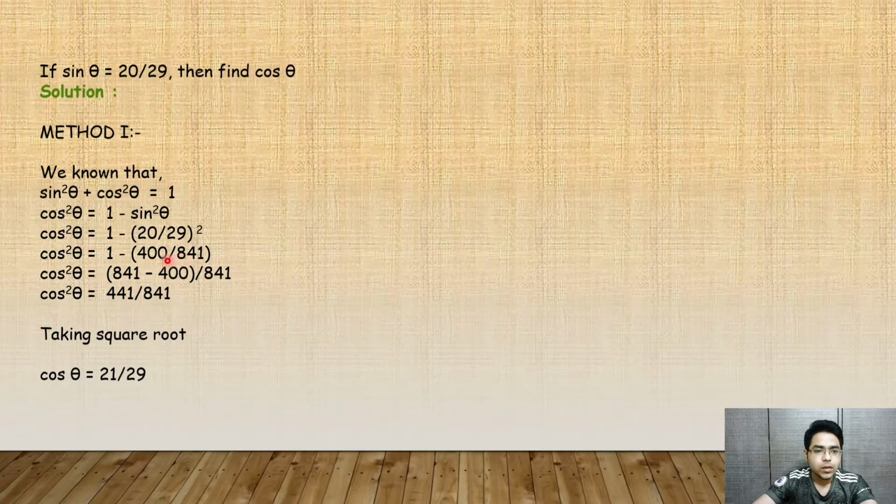Here 400 divided by 841, this 841 is getting cross multiplied by 1, and we'll be getting 841 minus 400 divided by 841. So now we'll be getting cos square theta equal to 441 divided by 841. Now taking the square root, we'll be getting cos theta is equal to 21 by 29. Here the square root of 441 is 21 and the square root of 841 is 29. Now we are going to the next slide.